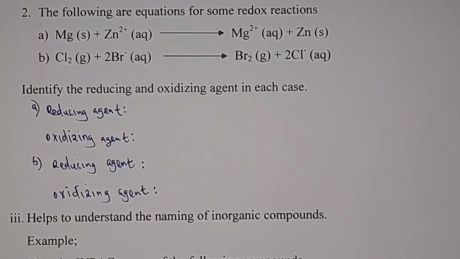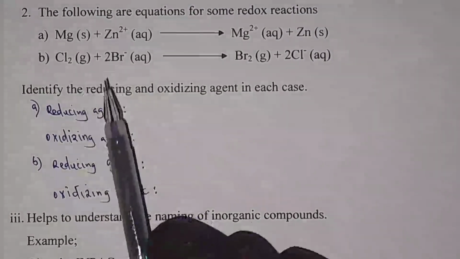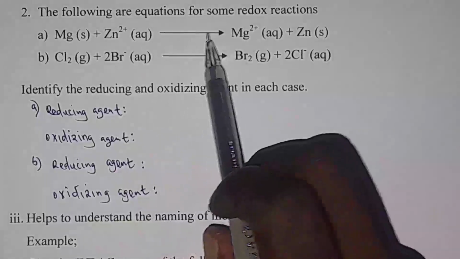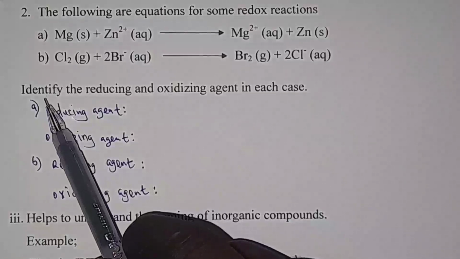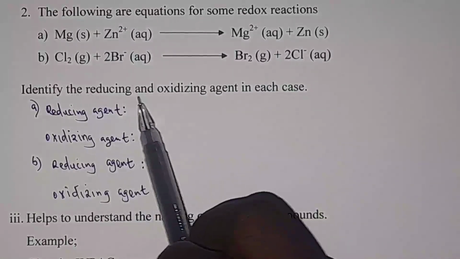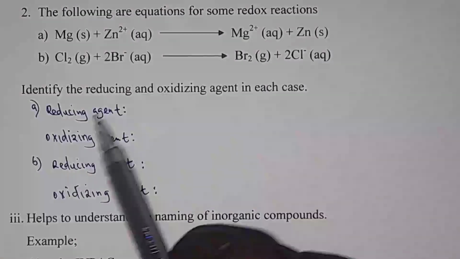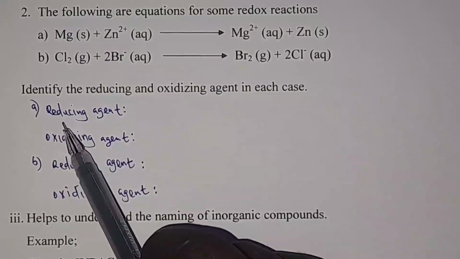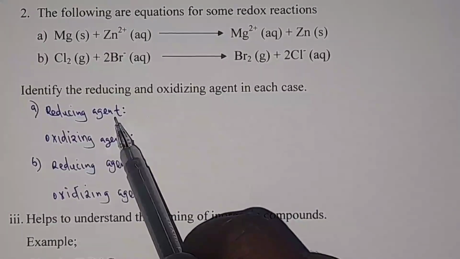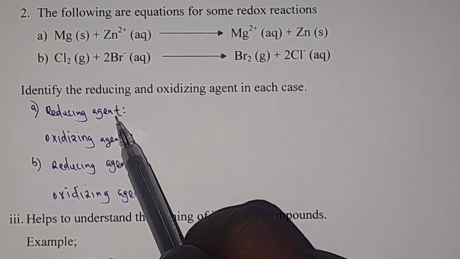In example 2, we have the following equations for some redox reactions, A and B. So going to the question, we are told to identify the reducing and the oxidizing agent in each case. We start with part A, the reducing agent and the oxidizing agent. So what is a reducing agent? The reducing agent is the species that undergoes oxidation.